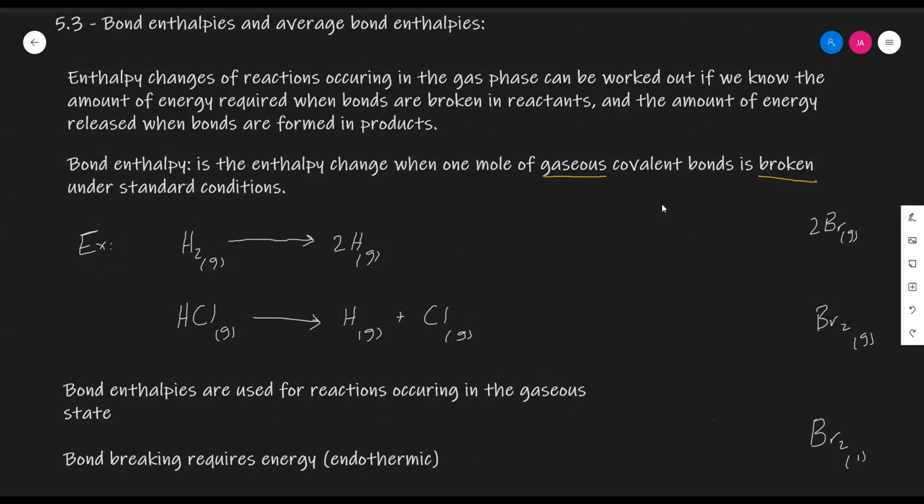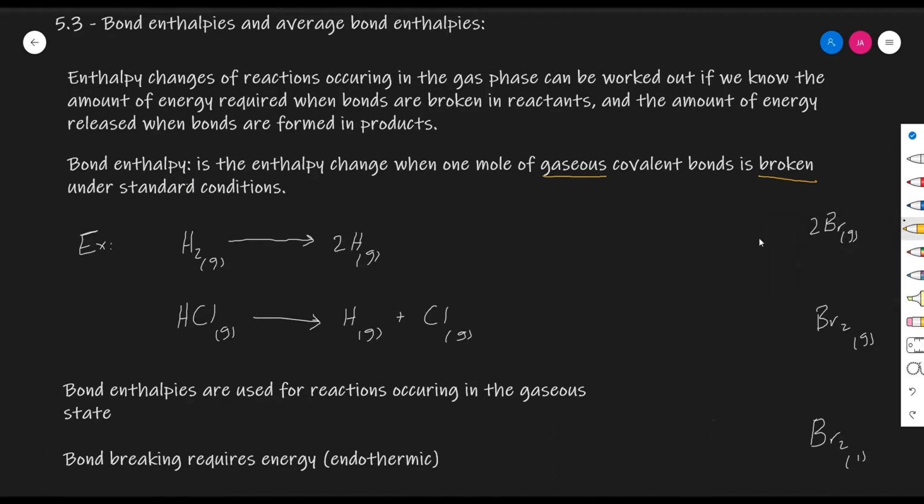Why should they be in the gaseous state? Why before breaking bonds, in order to measure the energy required to break a covalent bond? This is what the definition states. It's the energy required basically to break 1 mole of gaseous covalent bonds. It has to be in the gaseous state. The reason for this is as follows.